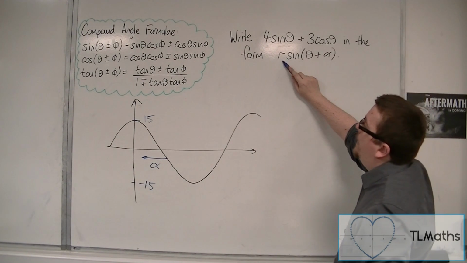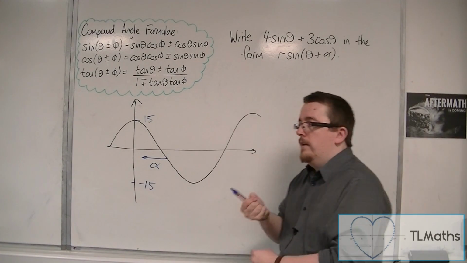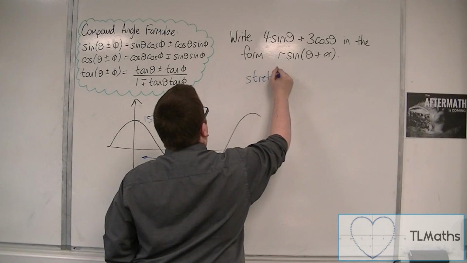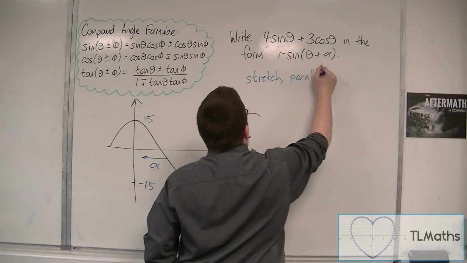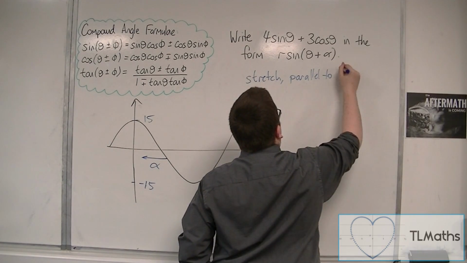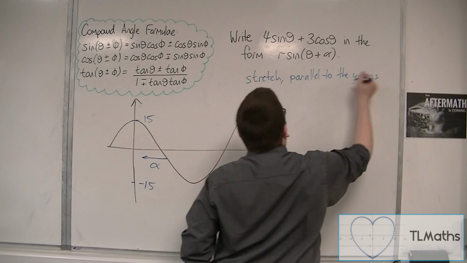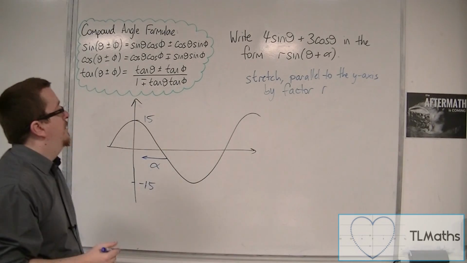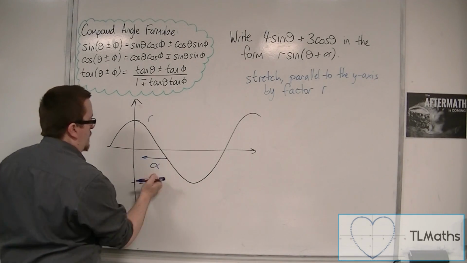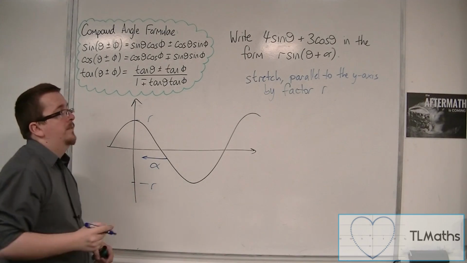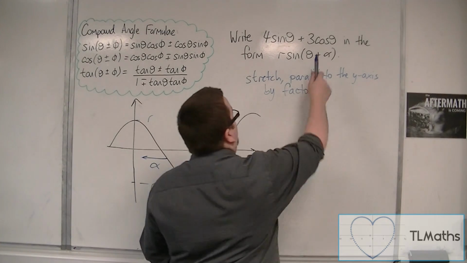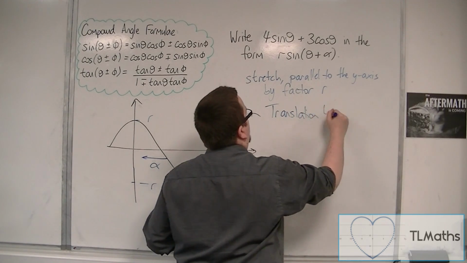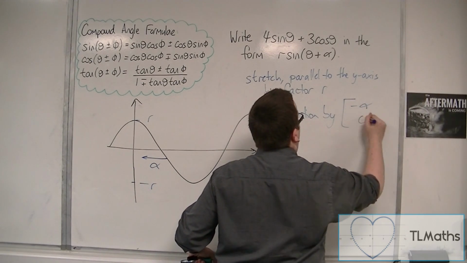The r takes care of the stretch in the y direction, parallel to the y-axis. So this is a stretch parallel to the y-axis by factor r. So our curve is actually going between minus r and r, and the alpha here takes care of the translation along the x-axis. So this is a translation by minus alpha, 0.